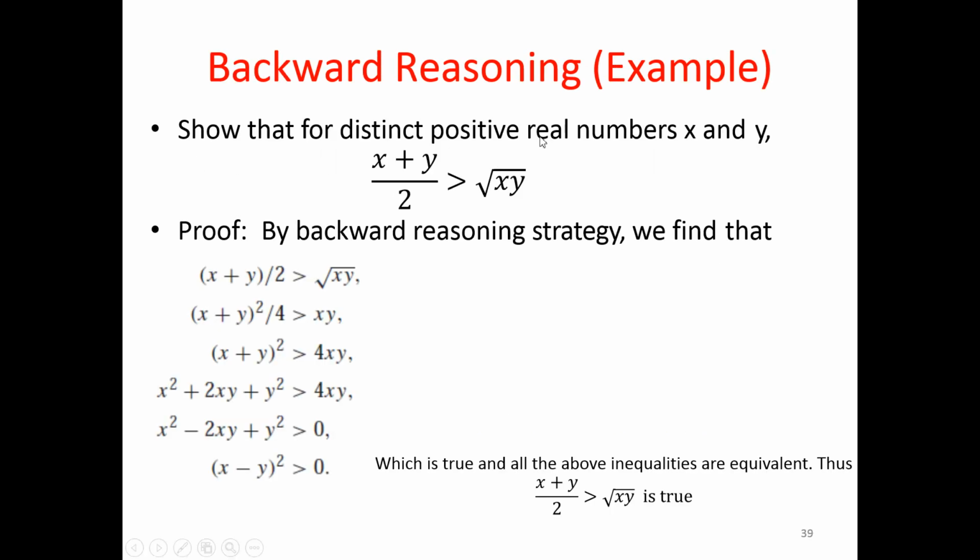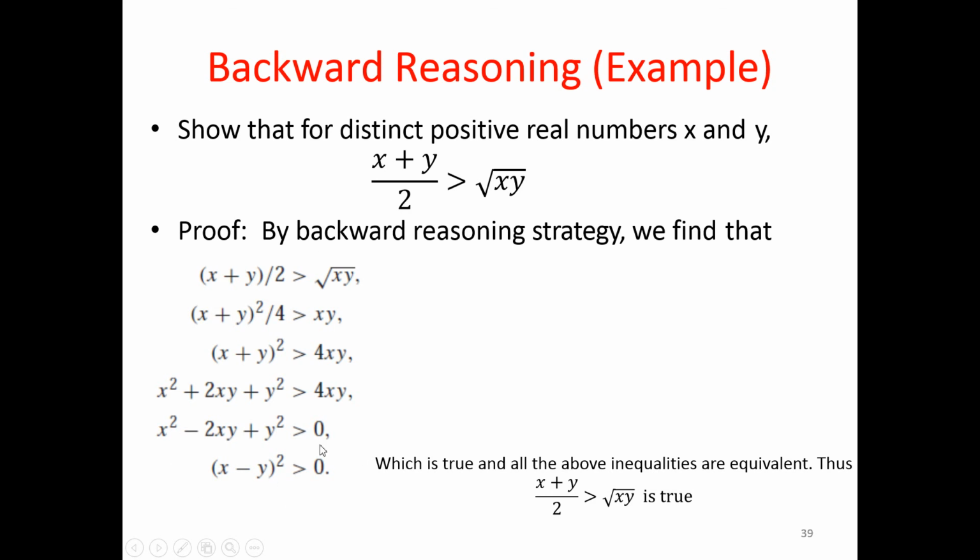Show that for distinct positive real numbers x and y, (x plus y) over 2 is greater than square root of xy. Now what we need to do is assume that this is true, and do some steps to see if it ends up with a known fact. So (x plus y) over 2 is greater than the square root of xy. We squared both sides. We have (x plus y) whole square over 4 is greater than xy, then multiplied by 4: (x plus y) whole square is greater than 4xy. Then expanding the square, we have x square plus 2xy plus y square is greater than 4xy. And this gives us (x minus y) whole square is greater than 0.